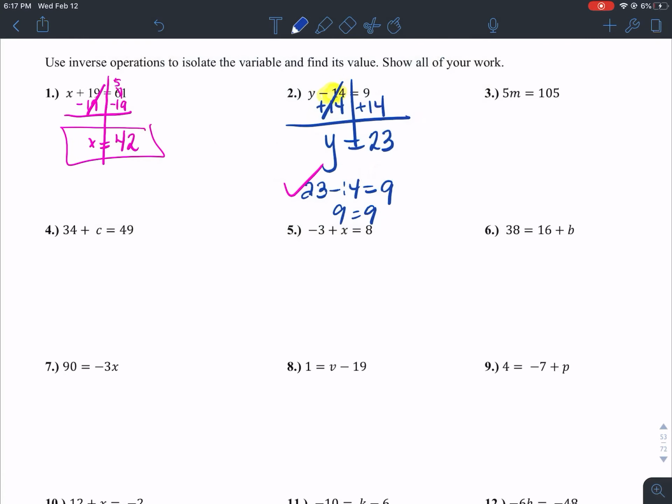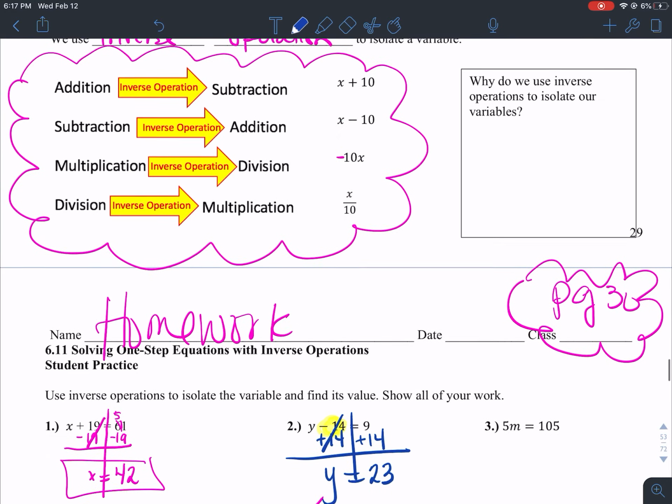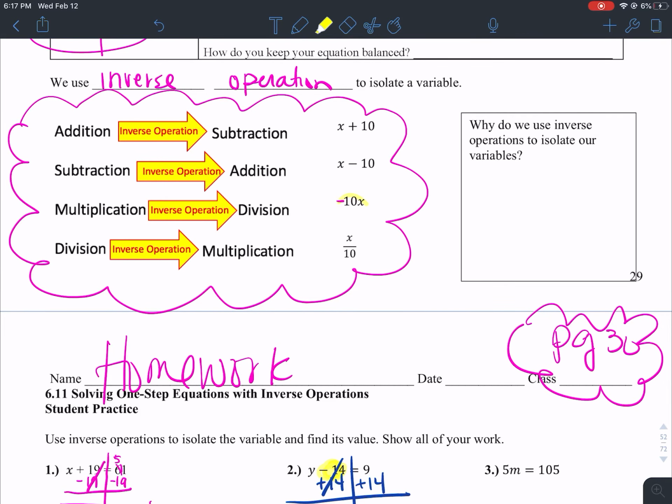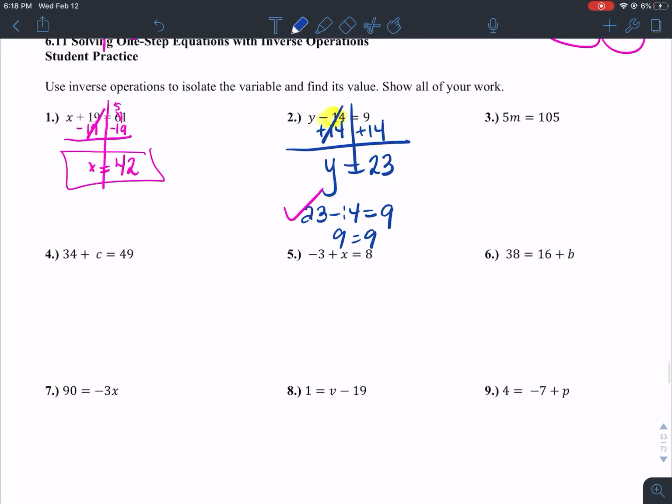Okay, so number 3, I have 5m equals 105. I see a 5 next to an m. I don't see a plus sign. I don't see a minus sign. And if you go back up here, it looks exactly like this, which tells me I'm doing multiplication. So I have 5 times m is equal to 105. That means what number times m equals 105.